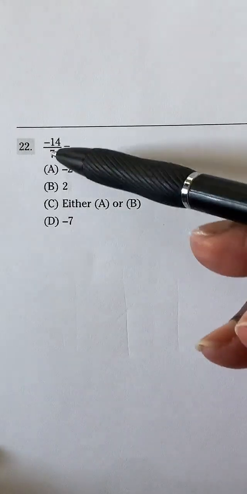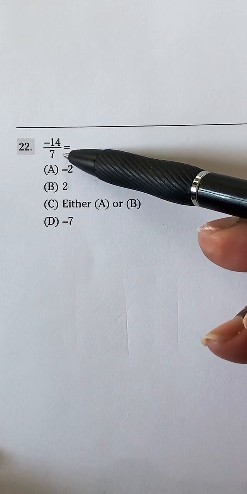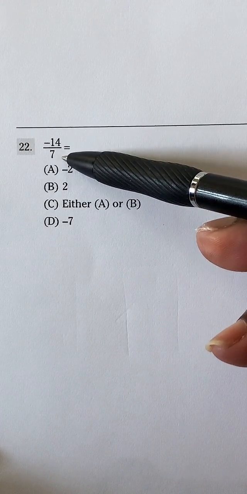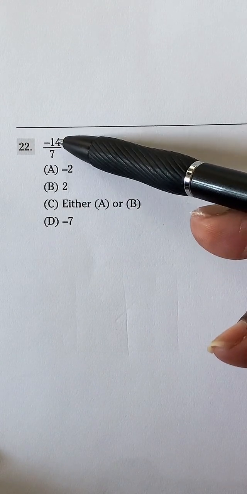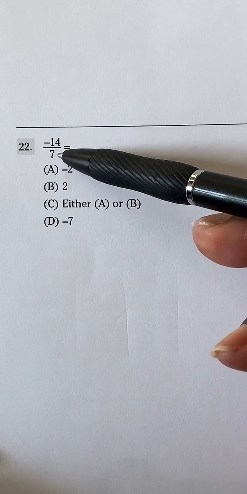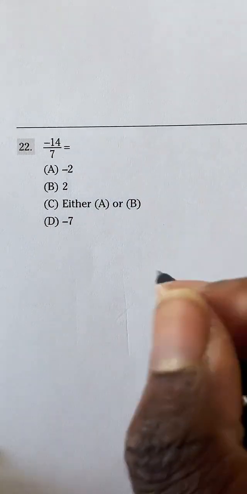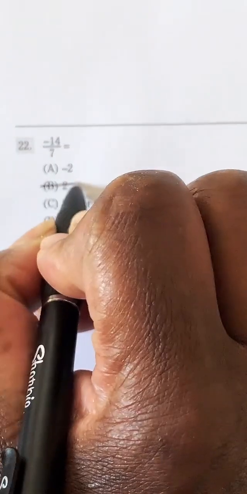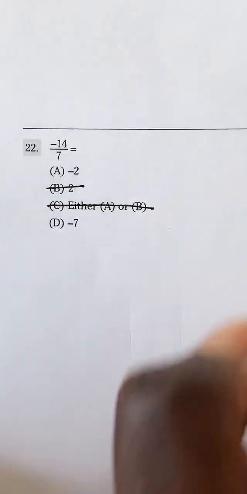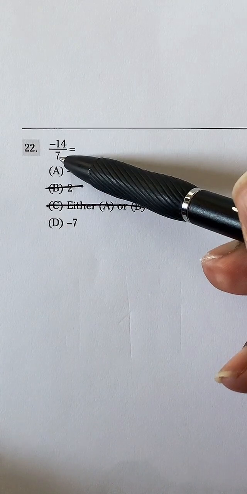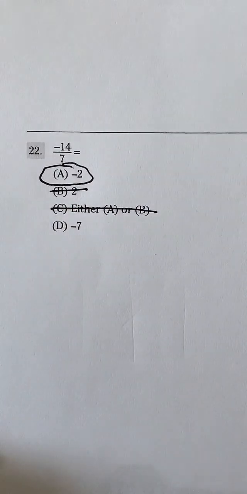Now, when the signs are different, when you're multiplying or dividing, that means your answer is going to be negative. No matter if the numerator is negative or the denominator is negative, if there's one negative number and you're dividing, your answer is always going to be negative. So B and C are out. Now, 14 divided by 7, how many groups of 7 can go into 14? That would be 2. So your answer is going to be A.